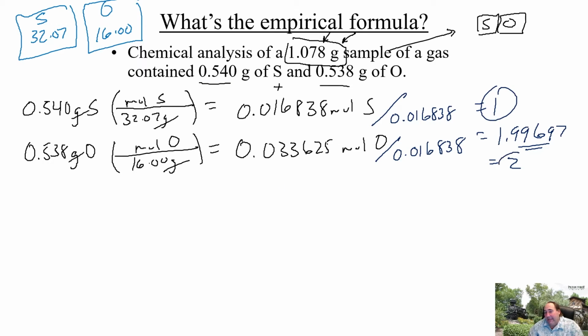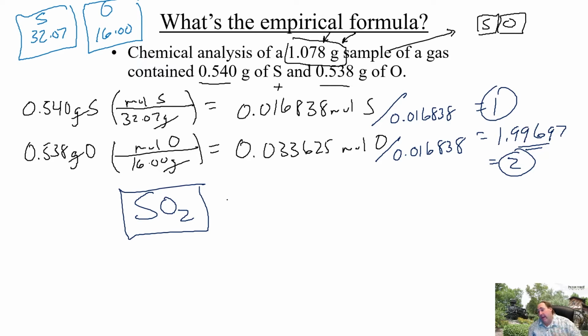That means that we did hit all whole numbers, and that means our empirical formula will look something like this: 1 sulfur and 2 oxygens, which is sulfur dioxide. So here, it's okay to round because it essentially is that whole number of 2.